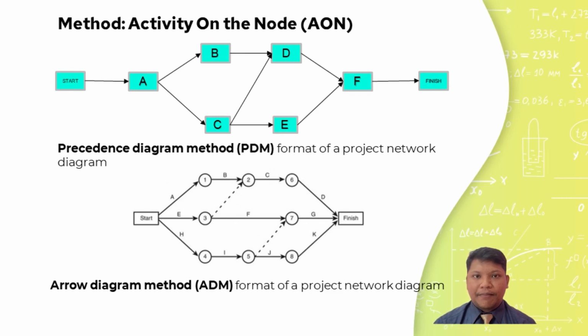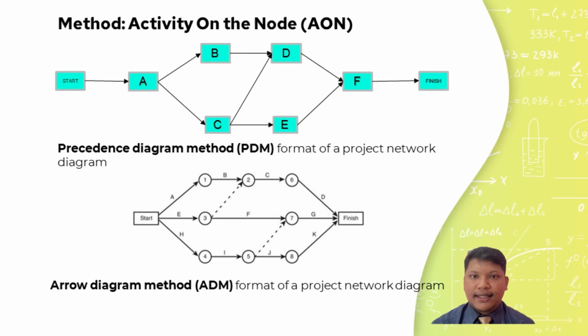method (ADM). The precedence diagram method (PDM) is a graphical representation of the logical relationship between tasks in a project. It uses boxes and nodes to represent tasks and arrows to show the dependencies between them. The PDM is also known as the activity on node (AON) because it shows the activity as nodes and the dependency as arrows connecting the nodes.